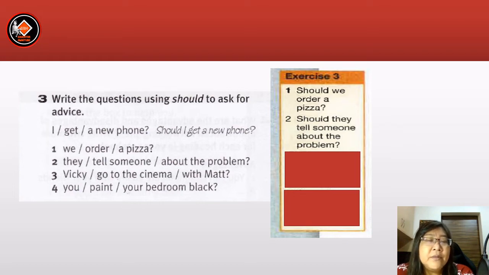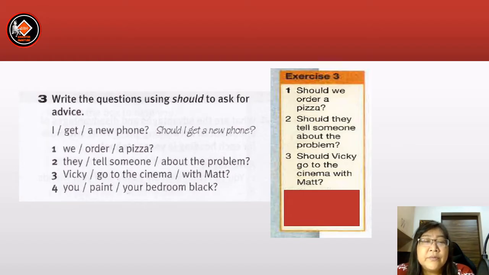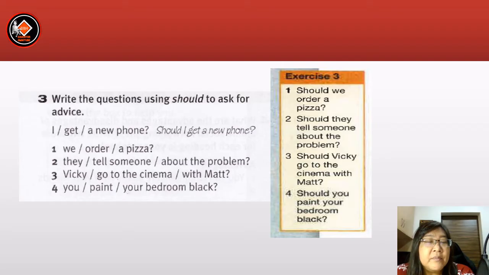Number 3, Vicky go to the cinema with Matt. So should Vicky go to the cinema with Matt? Number 4, you paint your bedroom black. So the question is, should you paint your bedroom black?